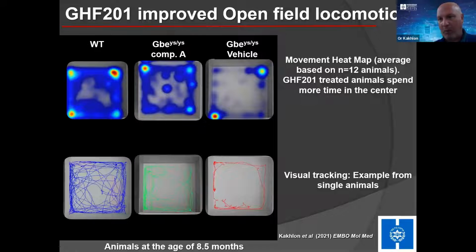A general parameter for locomotion is the open field, and as you can see, the affected animal, the mutant animal, is almost stationary, doesn't move a lot as compared to the wild type, and you can see a tremendous improvement in its movement. Sometimes they call it compound 8. This is the old name of GHF201. So this is actually GHF201, and as you can see, it significantly improved the locomotion, the movement of the animal.